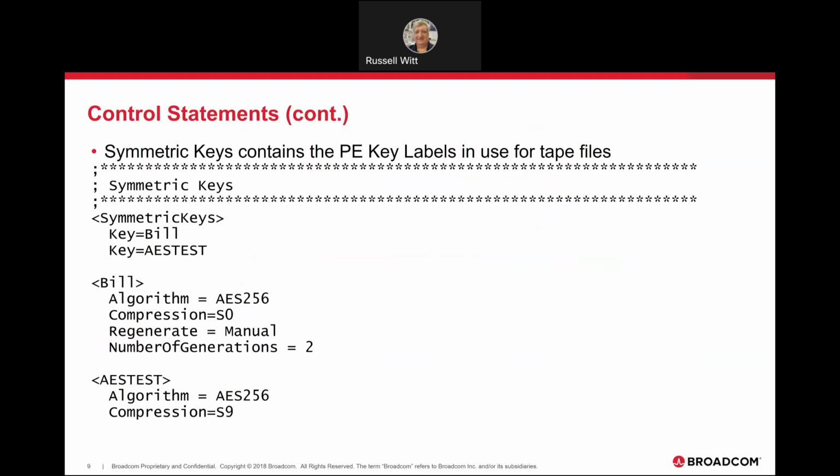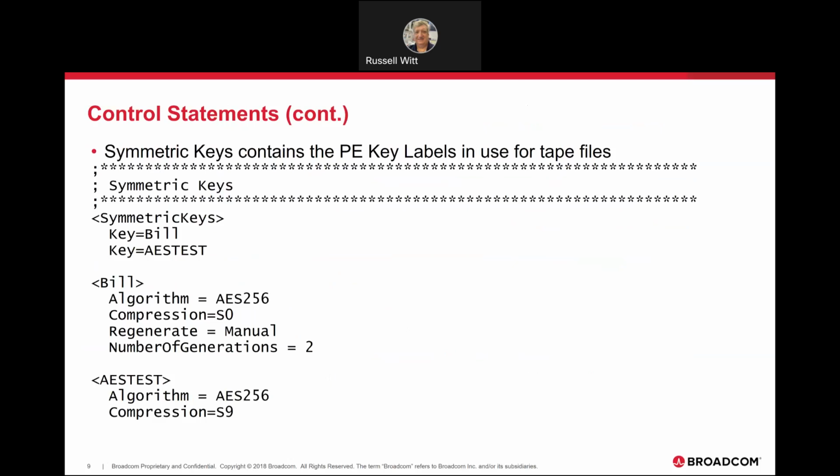In this case, I've got 2 different keys, a key called Bill and a key called AES test. So my JCL might have DS key label equals AES test, or my SMS data class might say that the DS key label is Bill.